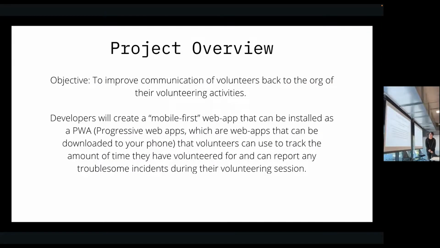So the project overview is to improve communication of volunteers back to the org of their volunteering activities. Developers hopefully will create a mobile-first web app. So we'll be developing a web app, but it will be downloaded as a PWA, so a progressive web app. And volunteers can use it to track the amount of time they have volunteered for and can report any troublesome incidents during a volunteering session. So for example, if a dog goes crazy and bites someone, they can report that. Or they can report something like a vet concern, like, I don't know, the dog has fur cancer or something. I don't know if that's a thing. Yeah, next slide, please.